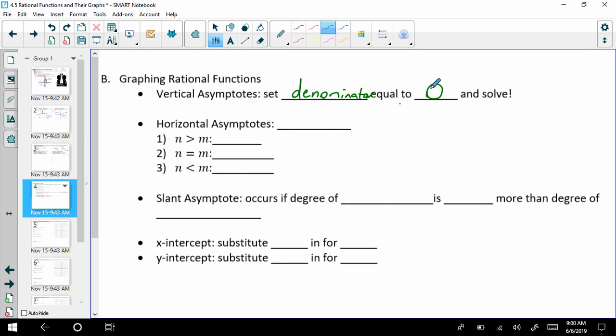Now the horizontal asymptotes are a little trickier. I want you to picture a function, and I'm going to call it this.